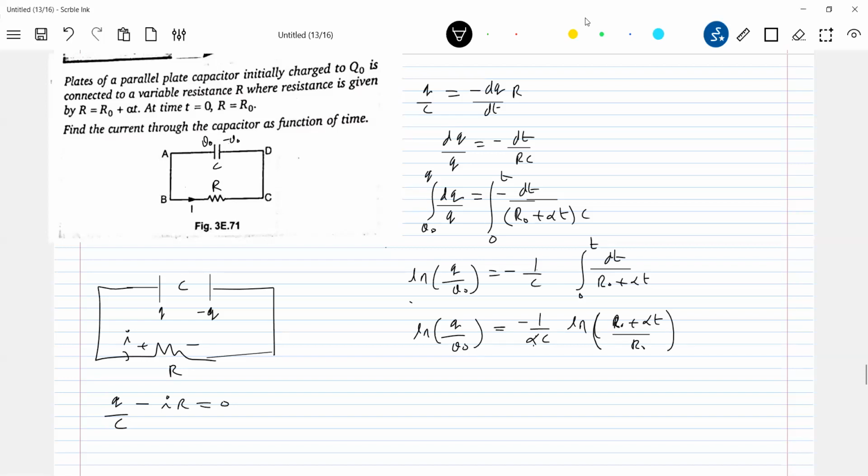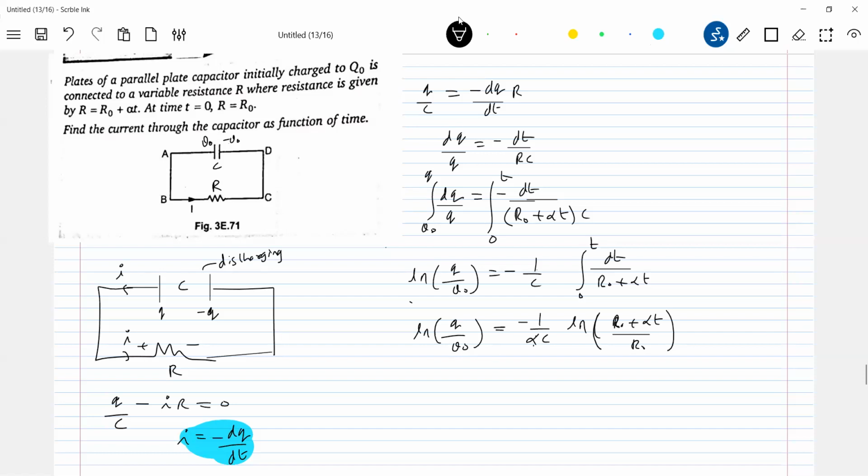Look at the current: shall we write minus dq by dt or plus dq by dt? The charge on the capacitor will decrease, no? It should be negative only. So therefore I is equal to, shall I retain this? Why am I writing the negative sign? The capacitor is discharging. Look, the current leaves the positive plate of the capacitor, so the capacitor is in fact discharging. Therefore I equals minus dq by dt. Are you getting this sign?